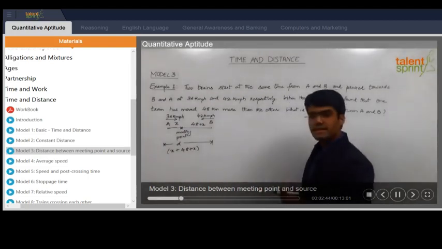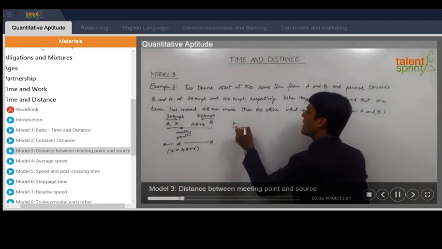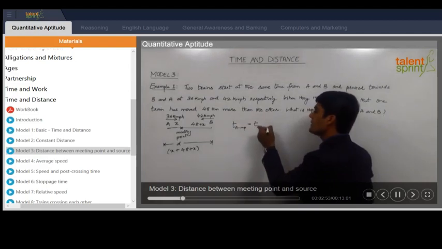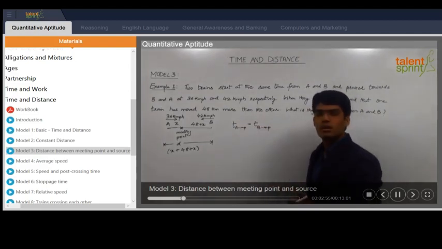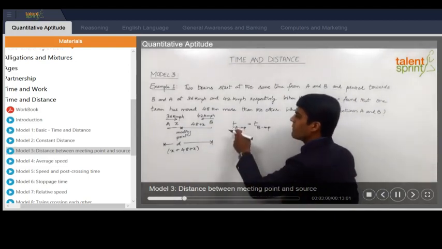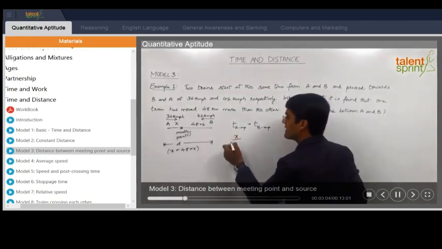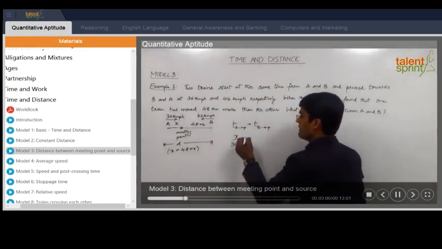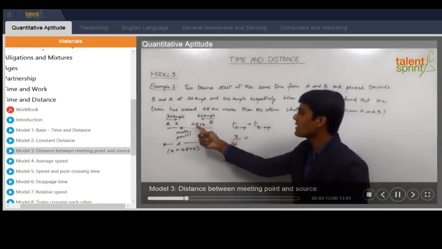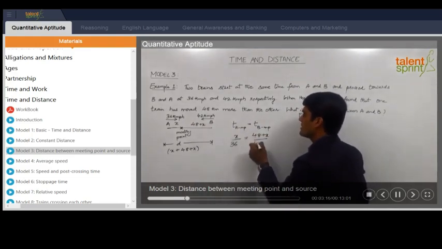So very clearly we can say that the time taken by the first train which started from A up to the meeting point should be equal to the time taken by the second train which started from B up to the meeting point. So these 2 times are equal. Time we know is nothing but distance by speed. So the distance traveled by the first train from A to the meeting point is x, divided by the speed, 36 kilometers per hour, which should be equal to the distance traveled by the train from B to the meeting point, 48 plus x, and the speed here is 42 kilometers per hour.